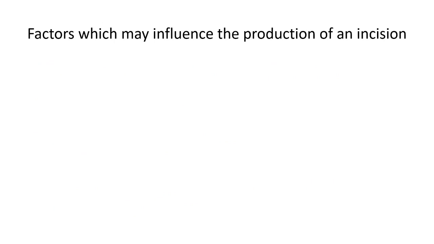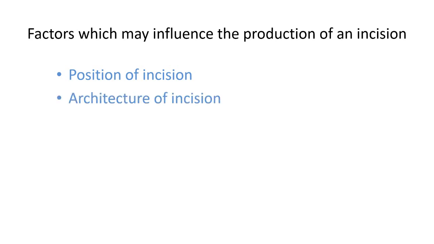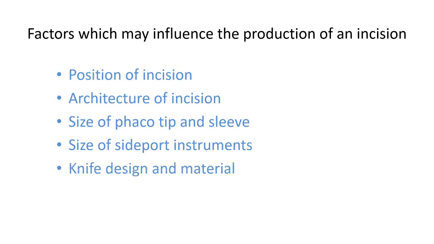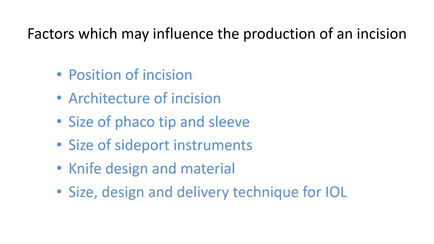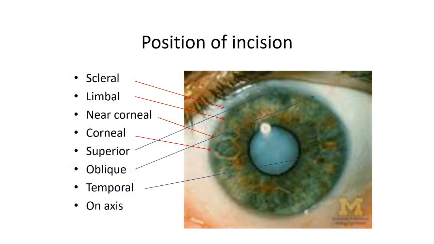What are the factors which may influence the production of an incision? The position of the incision, whether it's superior or temporal, the architecture of the incision, depending on how many planes you create, the size of the phaco tip and sleeve, size of your side port instruments, the knife design and material, and also the size, design and delivery technique for your intraocular lens. So there are many positions for the incision. They can be scleral or limbal, near corneal or corneal, can be superior, oblique, temporal or on axis. And all of these will have an effect on how the incision will behave during the surgery.